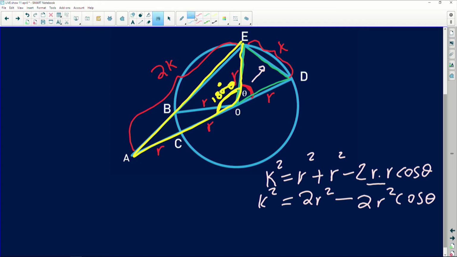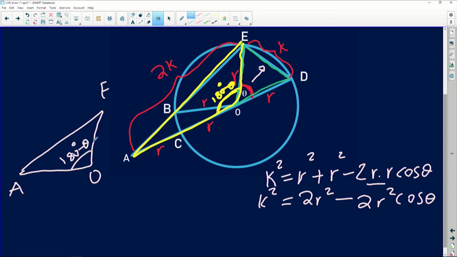If you allow me, I'm going to isolate that triangle so that it's easier for us to see. It looks exactly like this. It has A here, it has O here, and we've got E there. The angle that is given there is 180 degrees minus theta. We also know a lot of information. We know that this length is 2K, this one is R, and this side OA here is actually 2R.